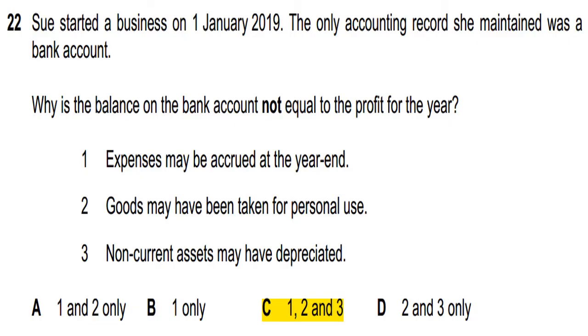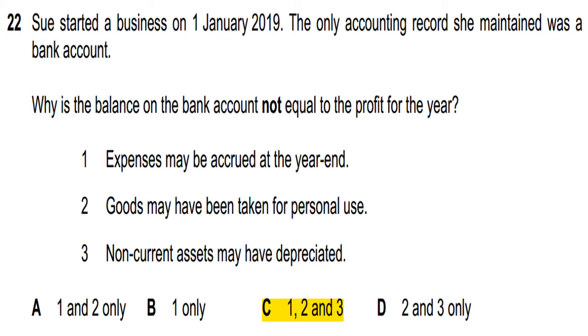And question 22: Sue started a business on 1st January 2019. The only accounting record she maintained was a bank account. Why is the balance on the bank account not equal to the profit for the year?